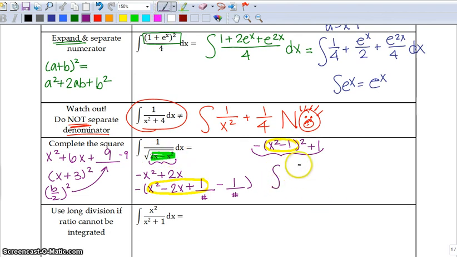So I rewrite my integral 1 over the square root of 1 minus the quantity x minus 1 squared. Oops, x minus 1, not x squared. And it appears we have the arc sine pattern. So u, in this case, would be x minus 1.